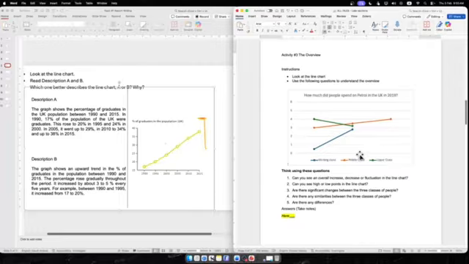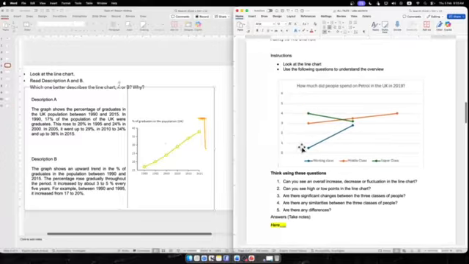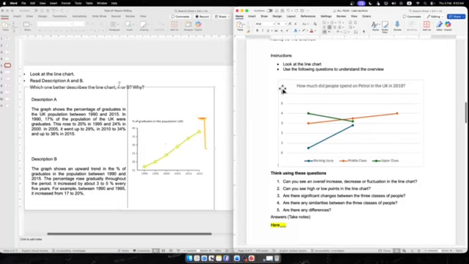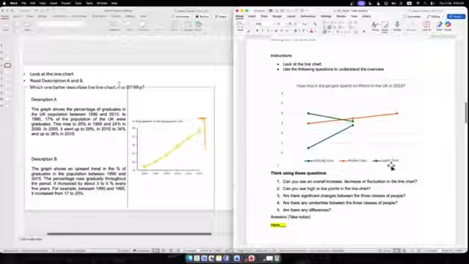Okay. Now, we have three classes: the working class, the middle class, the upper class. And we have here the topic: how much people spend on petrol in the UK in 2019. You see the numbers here. These are not percentages. These are a currency. So we have £1 million, £2 million, £3 million, £4 million, £5 million, £6 million. Okay. And we have three classes of people. We have the working class, the middle class, and the upper class.